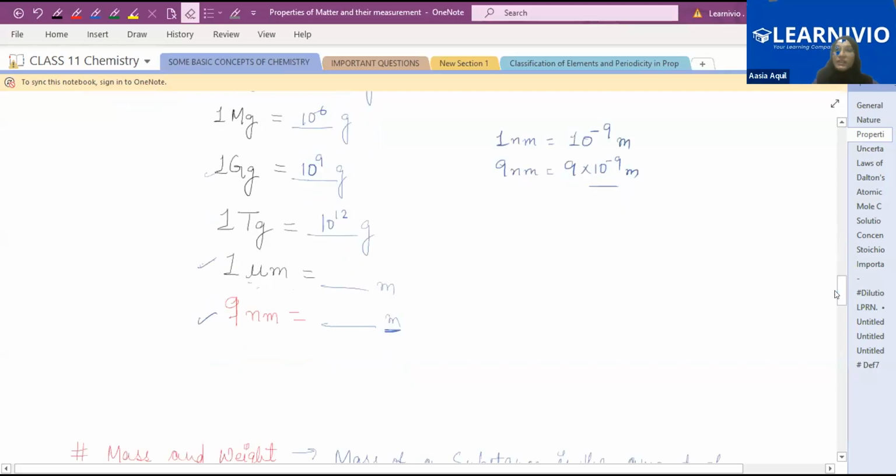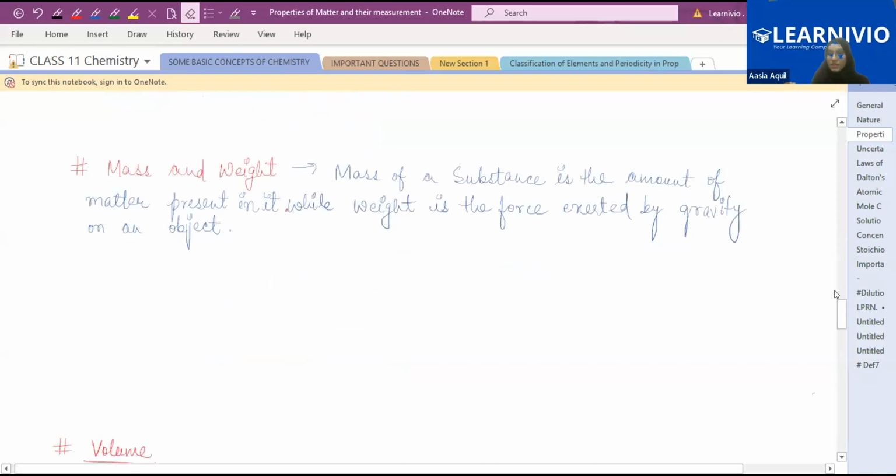See, how can we define mass? Basically, the mass of anything is the amount of matter present in it. But weight is the force exerted by gravity on any object, right? That's why our weight is different on Earth and in space, or on another planet. So it's due to gravity. Weight is dependent on gravity, but mass is independent of gravity.